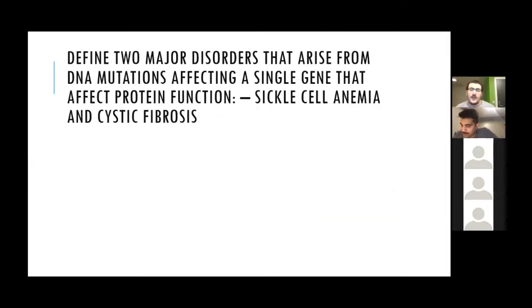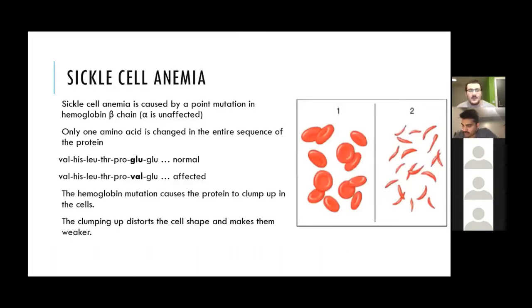All right, now we're going to go through sickle cell anemia and cystic fibrosis quite briefly as well. Sickle cell anemia is caused by a point mutation in the hemoglobin beta chain. In hemoglobin you have the alpha chains and the beta chains. The beta chain is the chain that's affected.